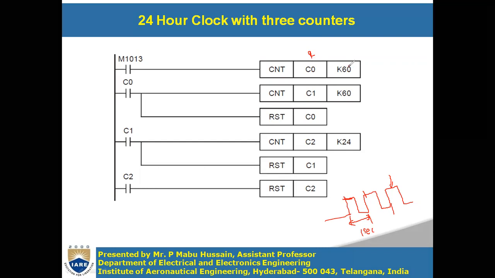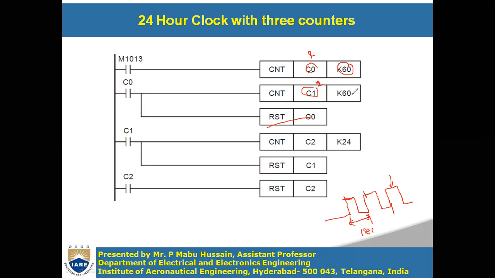Whenever it reaches 60, what happens? C0 will be energized. That C0 will increment the counter C1 by 1. C1 is the minute counter, so whenever 60 seconds is reached, the minute counter will increment its value by 1. At the same time, C0 has to be reset to 0. That means after 60 seconds is over, it will reset to 0, and the minutes counter will be incremented by 1.